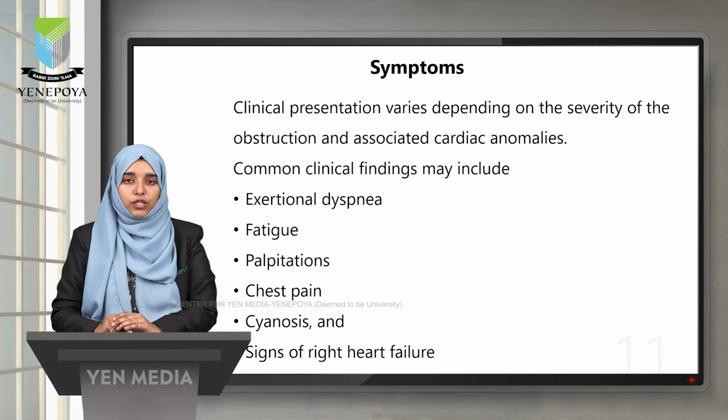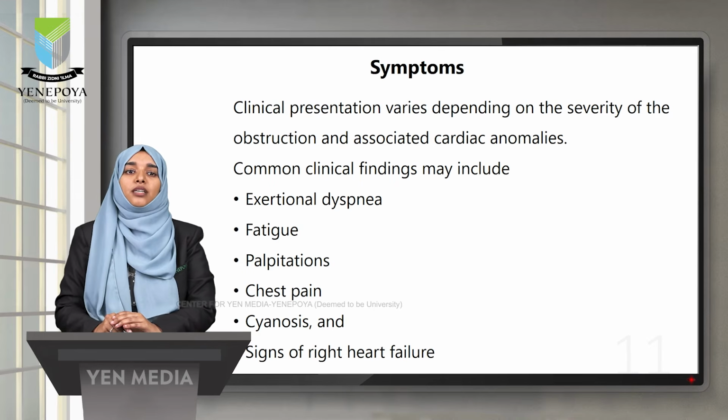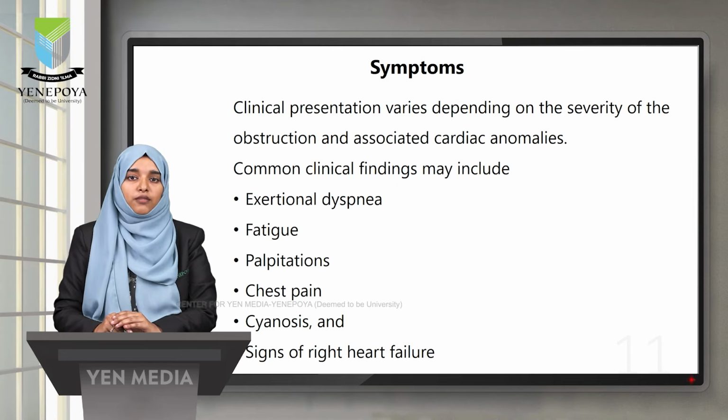We will move on to the symptoms of DCRV. The clinical presentation varies depending on the severity of obstruction and the associated cardiac anomalies. Common clinical findings include exertional dyspnea, fatigue, palpitation, chest pain, cyanosis and signs of right heart failure in severe forms.